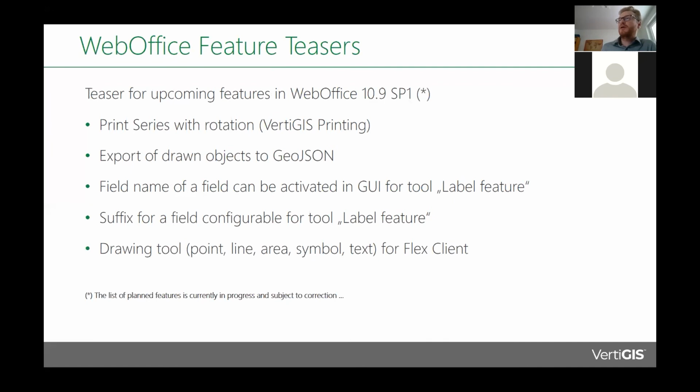In Service Pack 1, we're hoping to release a feature for our Vertiges printing. Just a reminder, we're not talking about the plot extension. We are talking about printing the geoprocessing capability we've introduced several releases ago. And this stuff is really catching up. It's fast, it's easy to integrate, and now we are going to have functionality that is unique to Vertiges printing, where in the print series functionality, where you draw a print matrix on the map and export it, you will be able to rotate that as well.